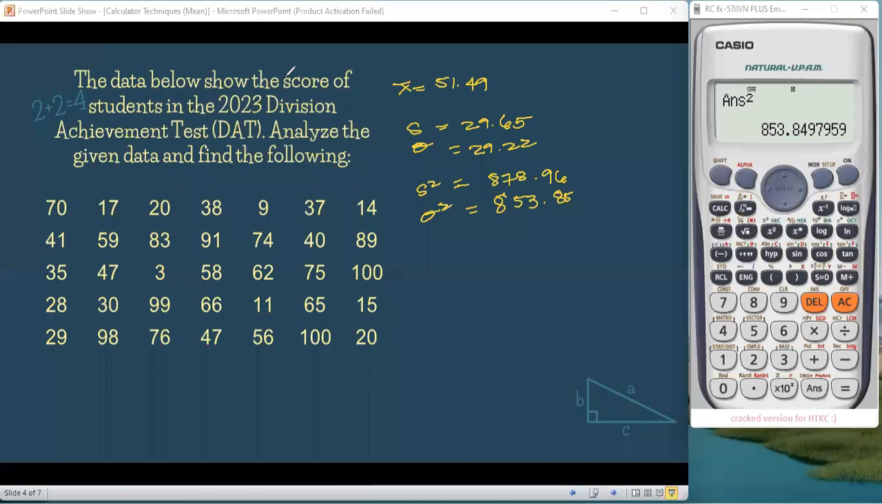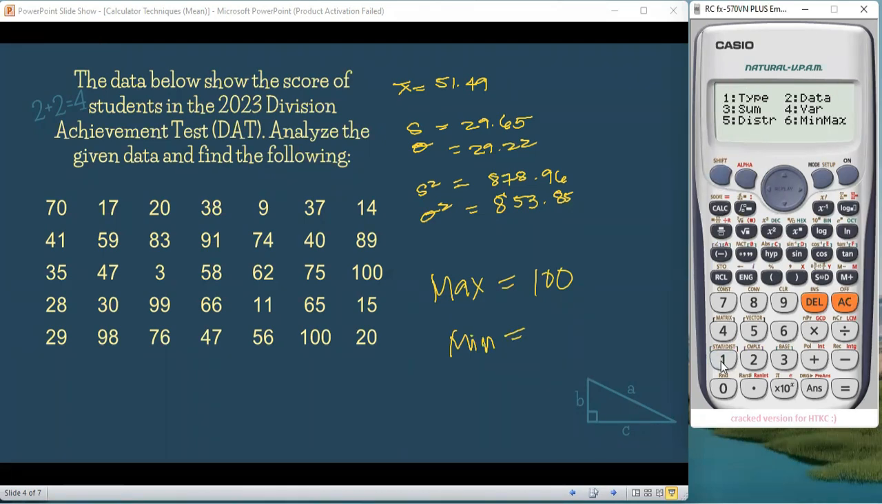So for our minimum and maximum, that is easy again. Shift 1. So that is number 6. What is the maximum? Number 2 po yung i-click natin. That is 100. So maximum natin is 100.